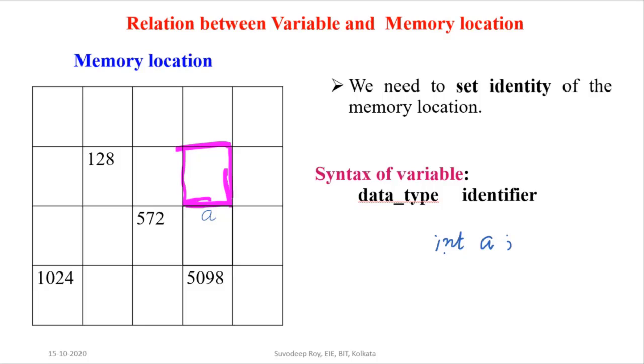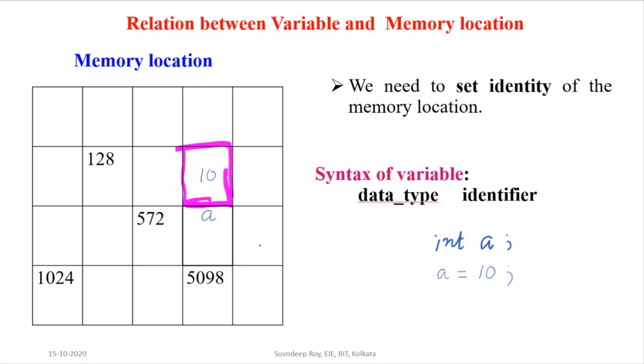So when we declare int A in the program, a particular memory location will be allocated for this variable. Now if we want to store a particular data, say I want to store the data 10, I will write A is equal to 10. What will happen? This data 10 will be stored into the memory location already allocated by the instruction int A.